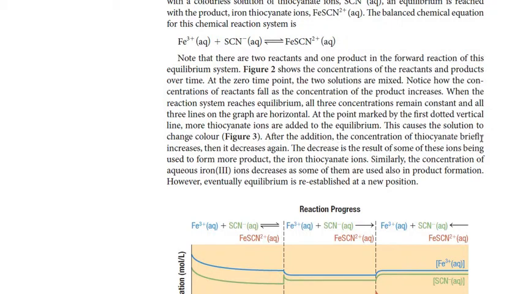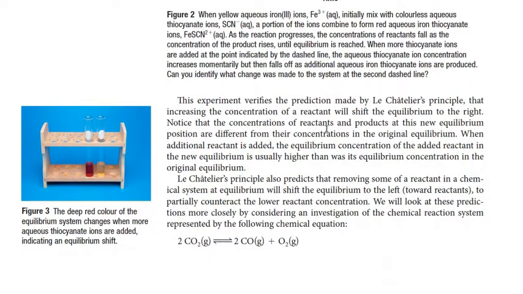After the addition, the concentration of thiocyanate briefly increases, then it decreases again. The decrease is a result of some of these ions being used to form more product, the iron thiocyanate ions. Similarly, the concentration of aqueous iron(III) ions decreases as some of them are used also in product formation. This experiment verifies the prediction made by Le Chatelier's principle that increasing the concentration of a reactant will shift the equilibrium to the right. Notice that the concentration of reactants and products at these new equilibrium positions are different from their concentration in their original position.